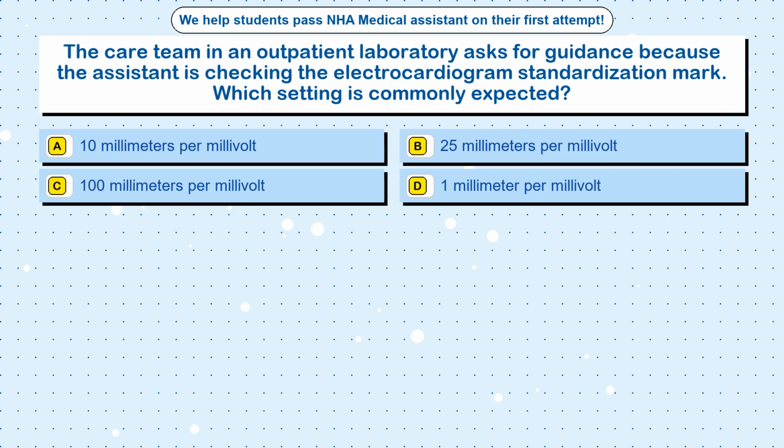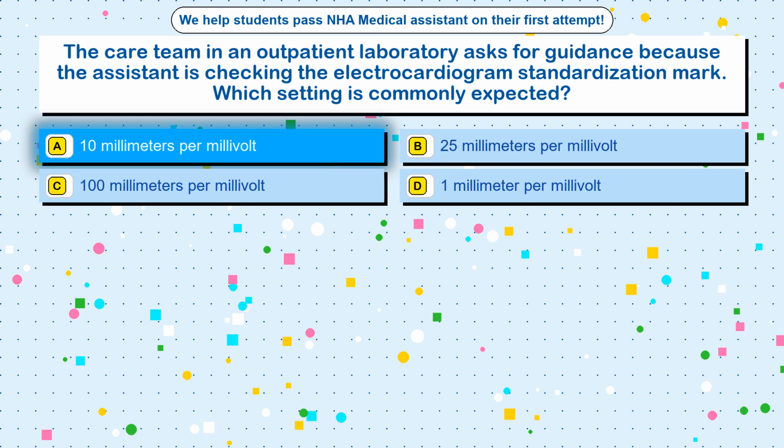Question 81. The care team in an outpatient laboratory asks for guidance because the assistant is checking the electrocardiogram standardization mark. Which setting is commonly expected? Option A, 10 mm per millivolt. Option B, 25 mm per millivolt. Option C, 100 mm per millivolt. Option D, 1 mm per millivolt. The correct answer is option A, 10 mm per millivolt.